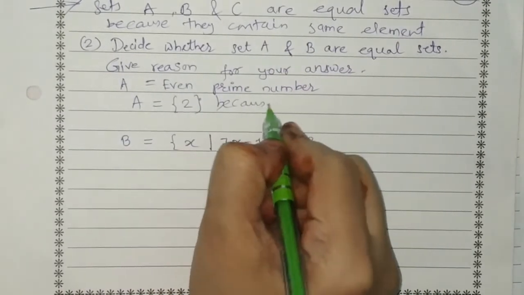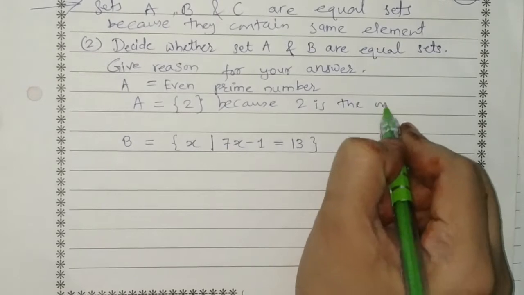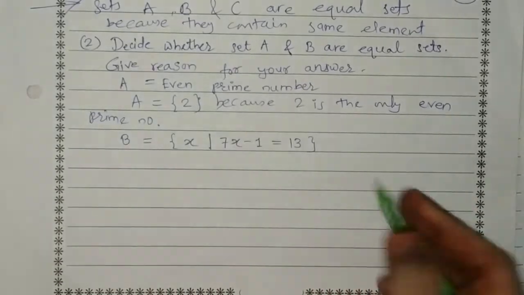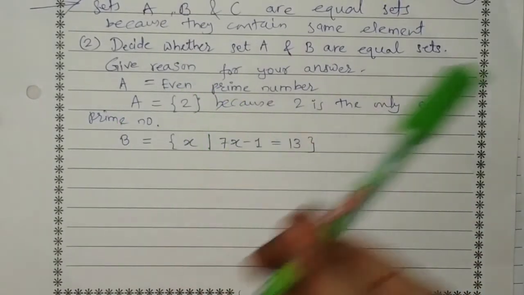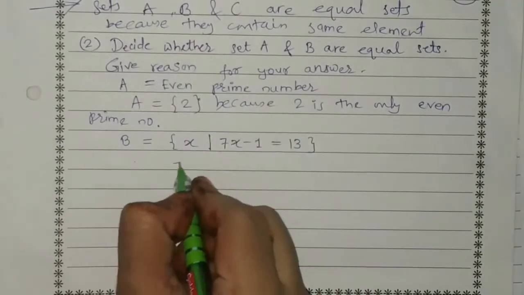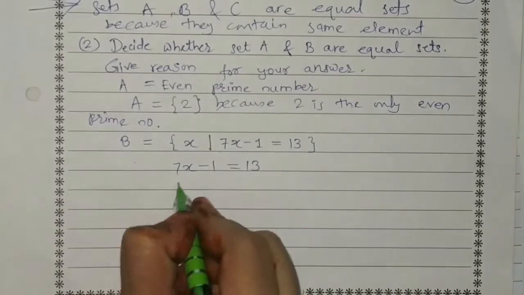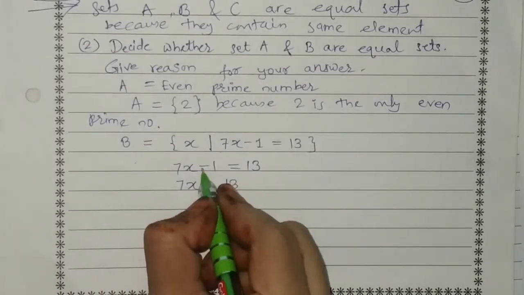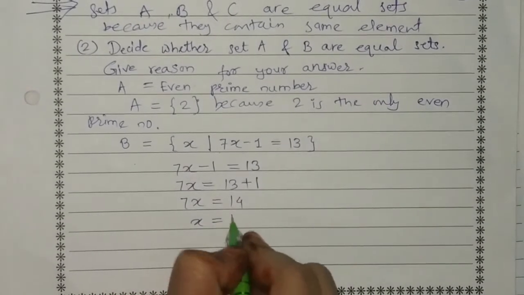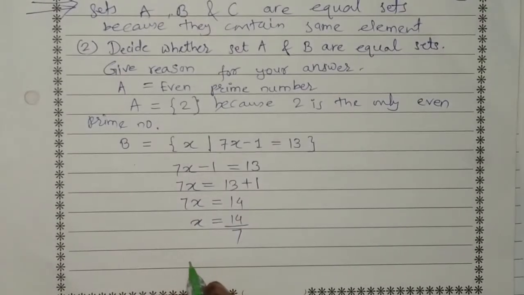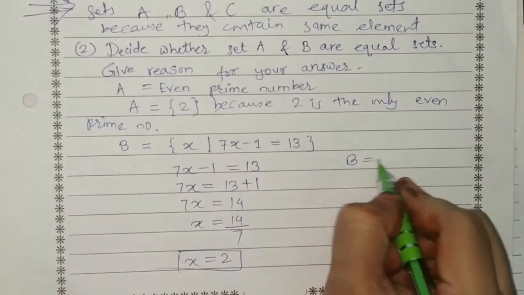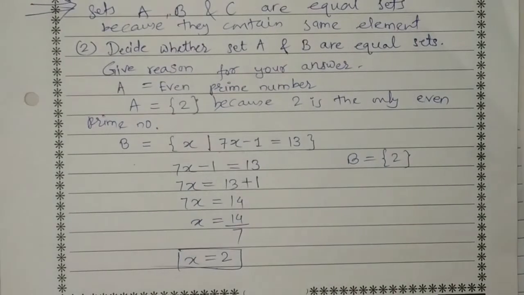So you can give a reason here: because 2 is the only even prime number. So what is the element of set A? 2. Moving to the next set B, we have x such that 7x minus 1 is equal to 13. So let's solve this equation. 7x is equal to 13 plus 1. This 1 will transpose to the right hand side. 7x is equal to 14 and x is equal to 14 by 7. So we reach x is equal to 2. This means our set B again contains one element, which is 2.